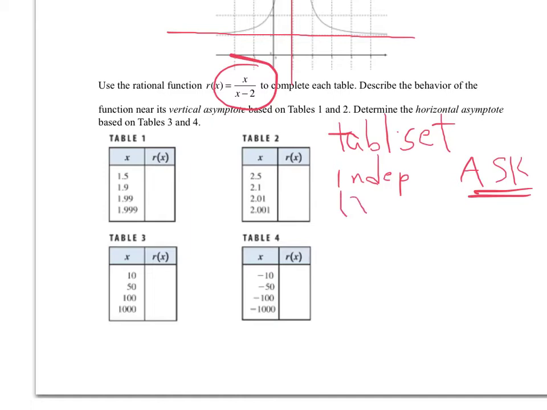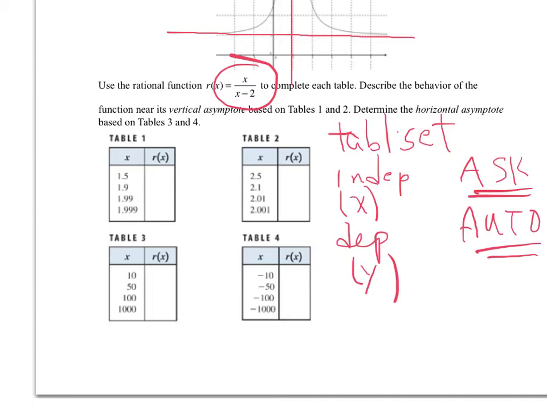The independent variable is x. And the dependent variable, you want that to be auto, so the calculator will automatically calculate the dependent variable, which is y. So when you do that, put this into one of your functions in your y equals area, your equation editor. Put x over x minus 2. Make sure that you put x divided by x minus 2 in parentheses, otherwise the calculator will follow order of operations without parentheses and you'll get some surprising results.